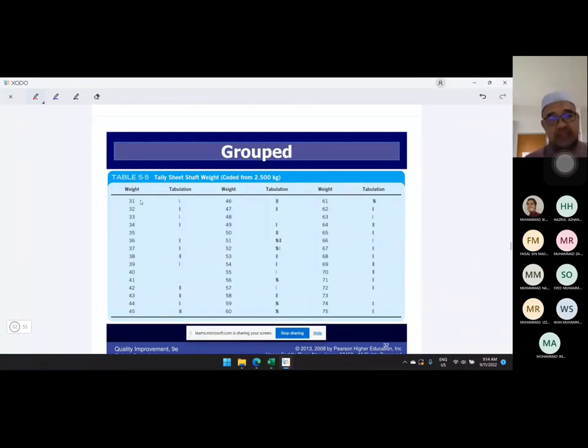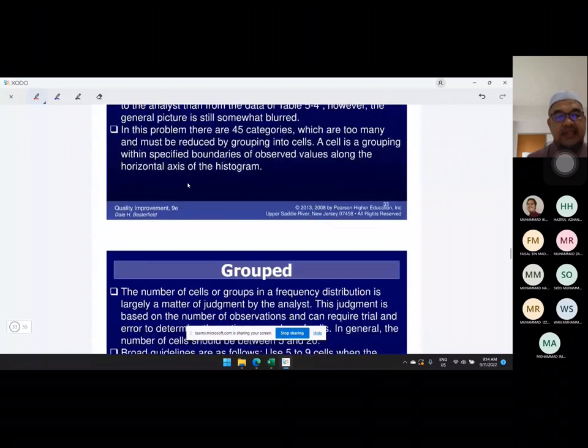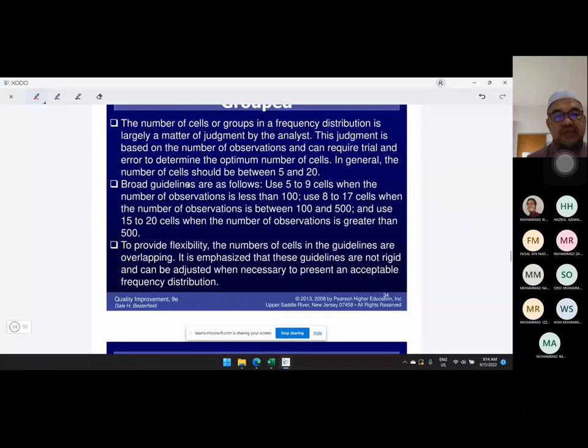So these are still not grouped according to certain classes. Here these are everything. These are all the products or the measurements that we have. This is coded from 2.500. So 31 here would mean 2.531 and so on. And then we continue to do this tally sheet. So this is what we call a tally sheet. And then next we want to be able to do, for example, a histogram.